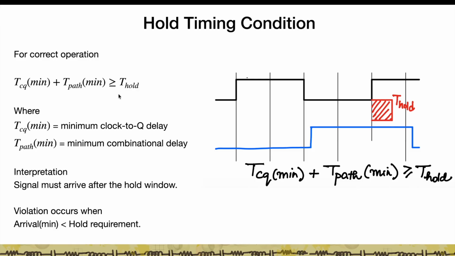In plain terms, the fastest the new data can possibly arrive must still be after the hold window closes. If new data can race through the path and arrive before T hold has elapsed after the capture edge, that's a violation. This is the key equation for hold timing. Keep it next to the setup equation in your head. They look similar but enforce completely opposite conditions.